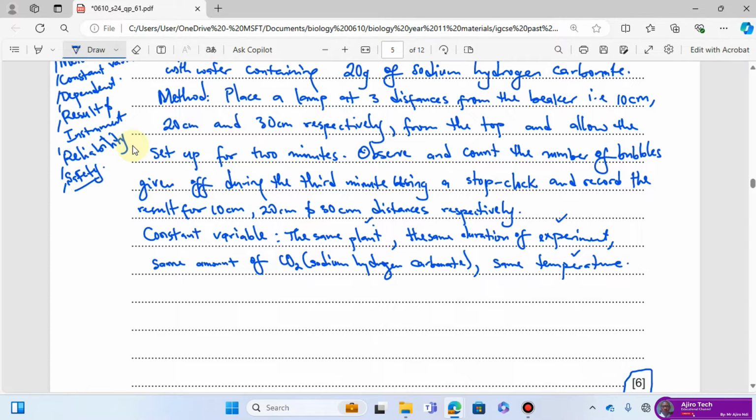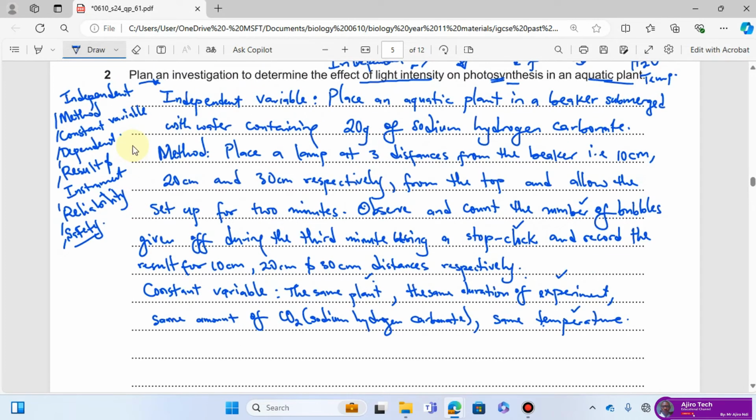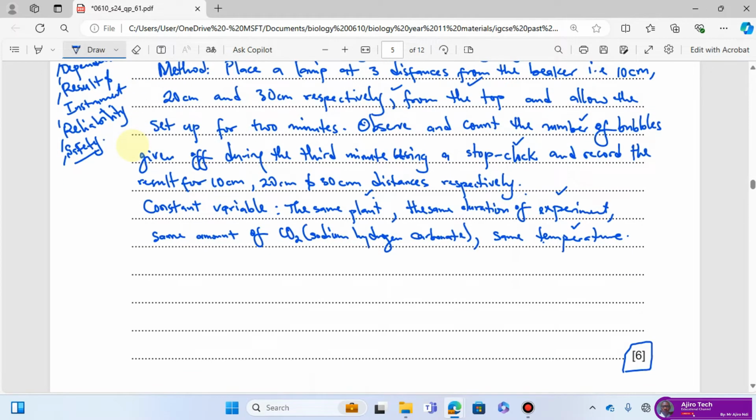So you have 1 mark, 2 marks, 3 marks. For stating how you measure your result, that's another mark. The instrument you use is 1 mark. For outlining your independent variable, you have 1 mark. All right, the method, you have about 2 marks. So with this now, you have more than 6 marks already.